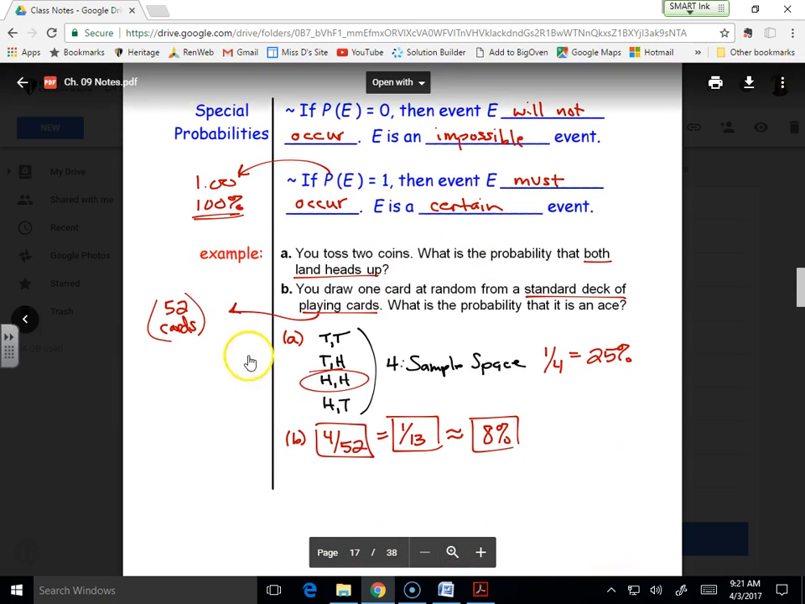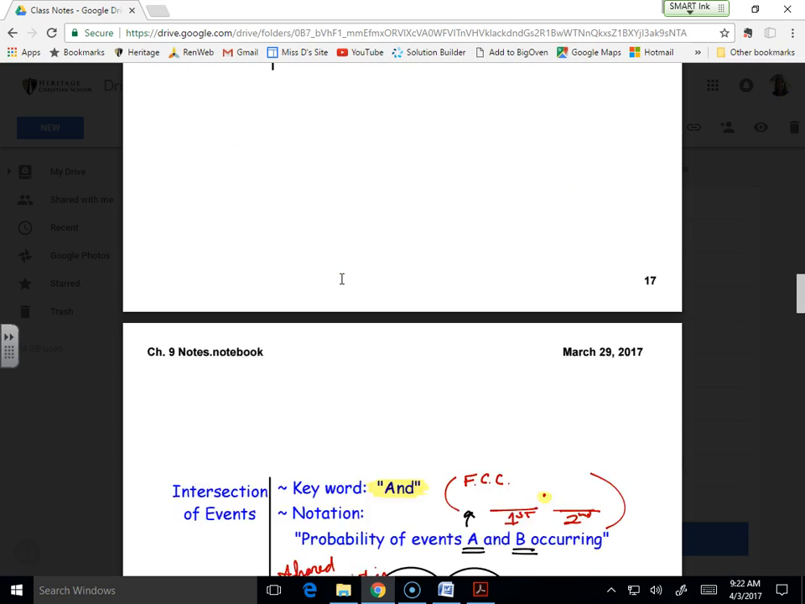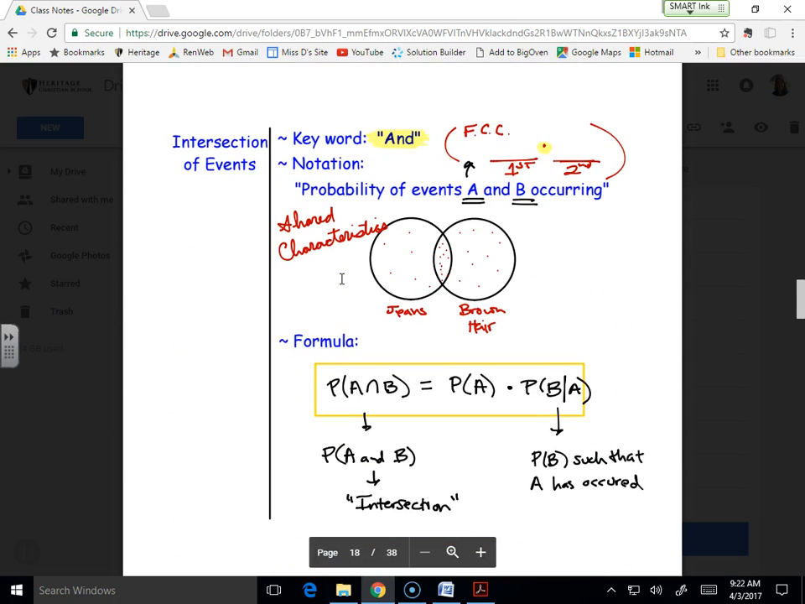I don't think I specifically asked you about these two, but it might be a good idea just to remember if the probability is 1, it must happen, which comes back to complementary events. We'll see in a second. I would make sure you know this formula. Maybe I'll ask for it, maybe I won't.